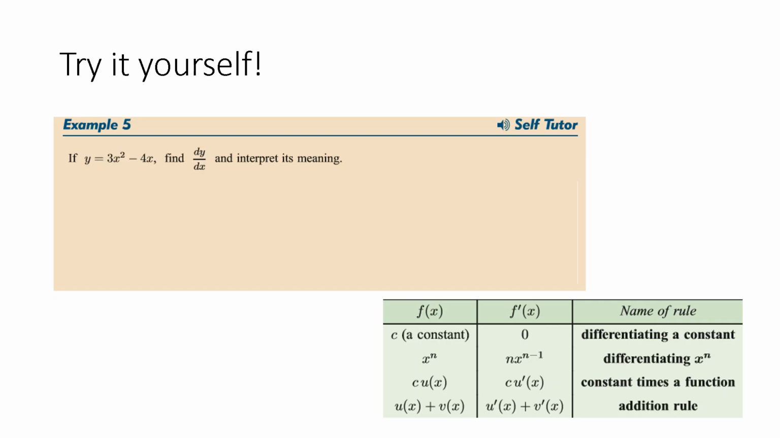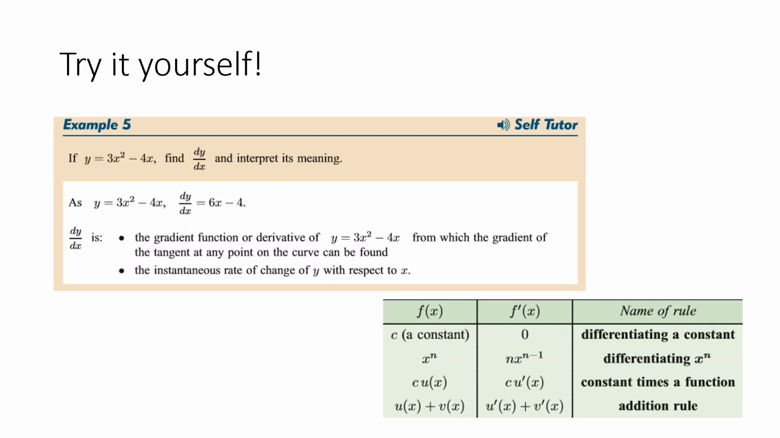Okay, now you can pause the video, and here's the answer. So dy dx is equal to 6x minus 4. So how did we get that? If you didn't get that, we put the 2 from the power down and multiplied it by 3 to get 6. And then we decreased the power from 2 to 1.